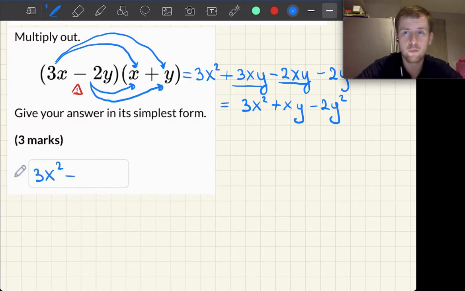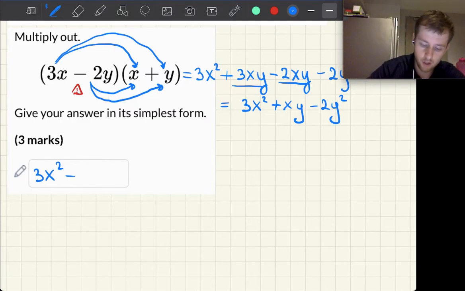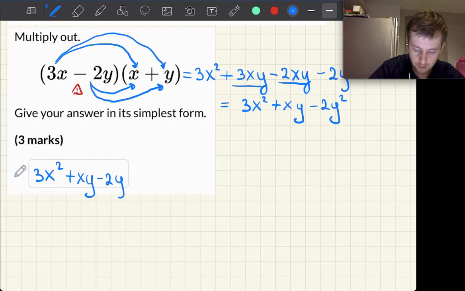I think this is from an OCR past paper. I'm not sure which one. I think probably paper 1 or paper 2. 3x squared plus xy minus 2y squared.